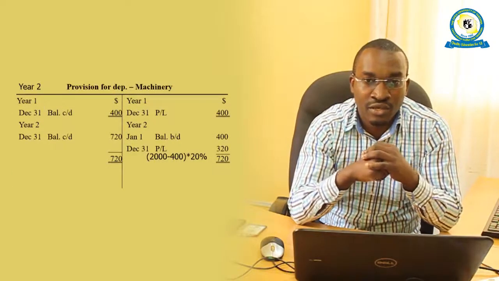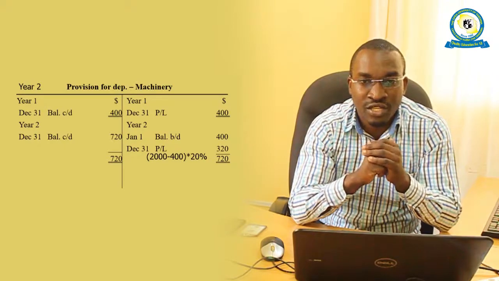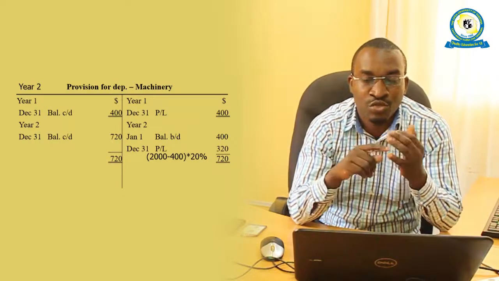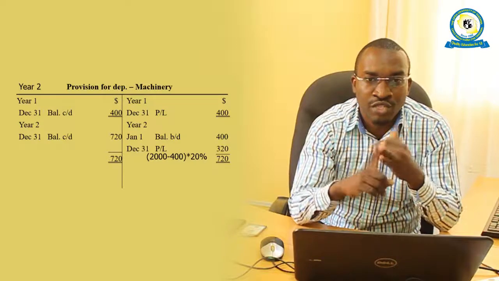Now we're going to use the other method, the reducing balance method. For the annual depreciation charge, we are supposed to take the net book value times the depreciation rate.